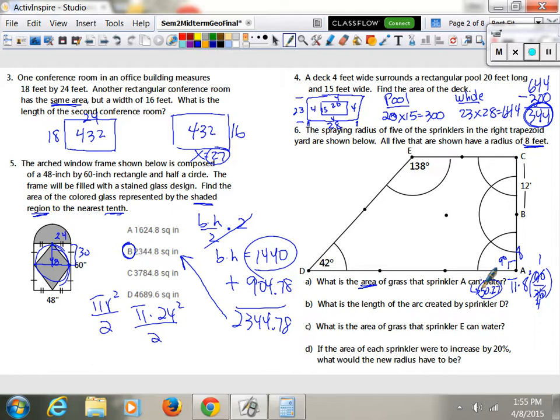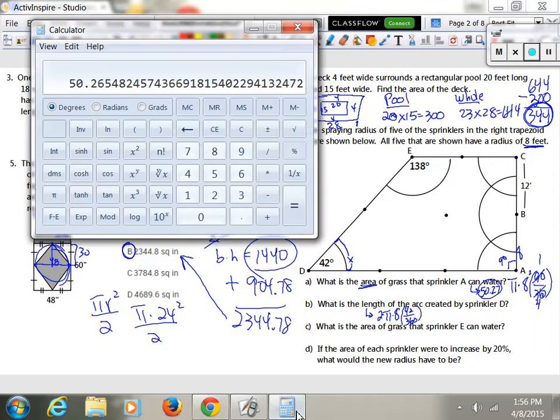What is the length of the arc created by sprinkler D? In other words, how long is this arc? That would be the circumference formula, 2 times pi times radius. And then we want the 42 out of the 360. That's an easy one to put in your calculator. You're simply going to do 2 times pi times 8, and we're multiplying straight across. We'll put a 1 out of that if we wanted to. Multiplying straight across, we're going to multiply this by 42.